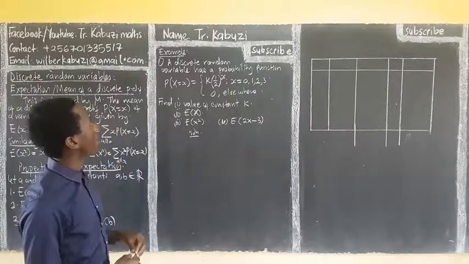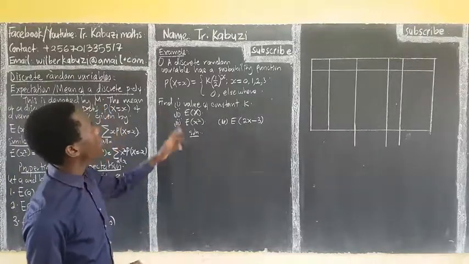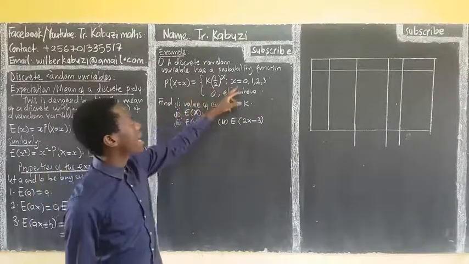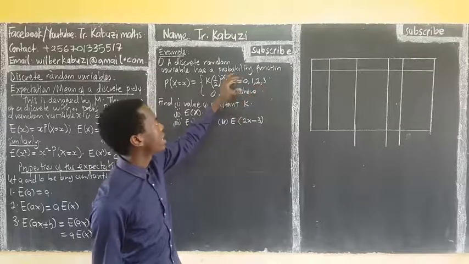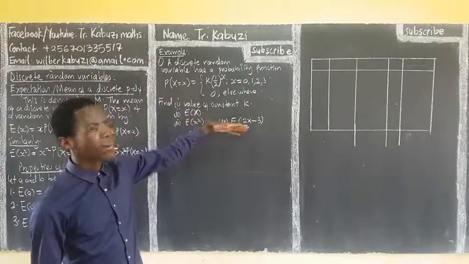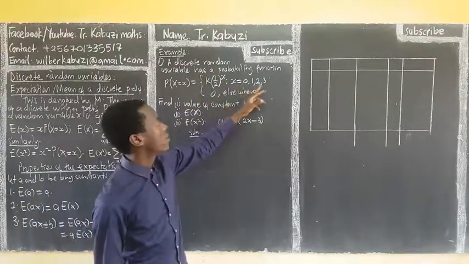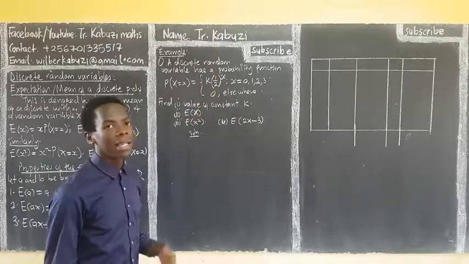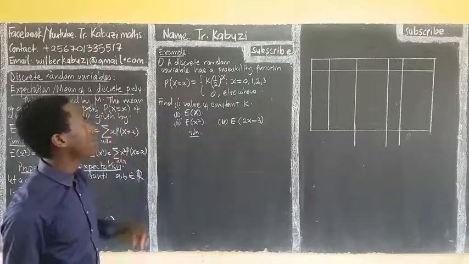Let us see an example here. A discrete random variable has a PDF, a probability function, given by this. This means for x values which are 0, 1, 2, and 3, this is their function, and 0 elsewhere, so anything which is not 0, 1, 2, 3 has probability 0 in this function. So find the value of the constant k.